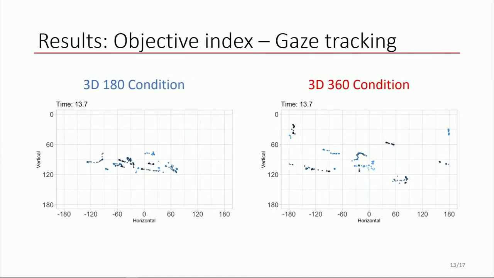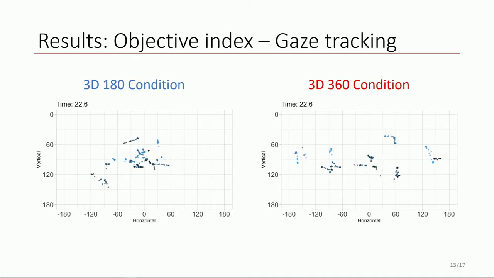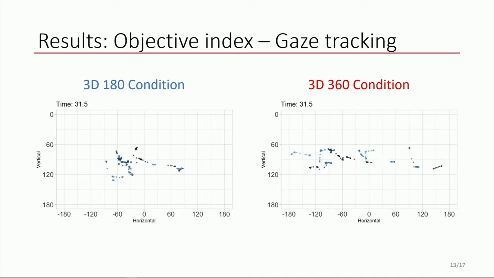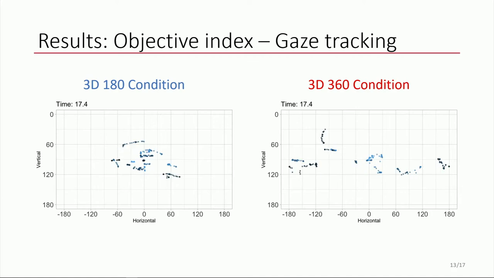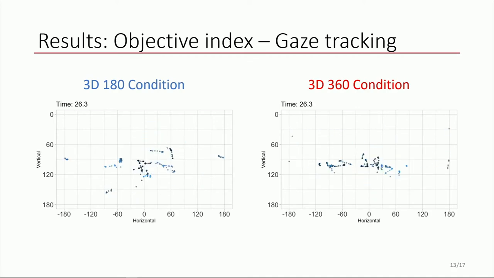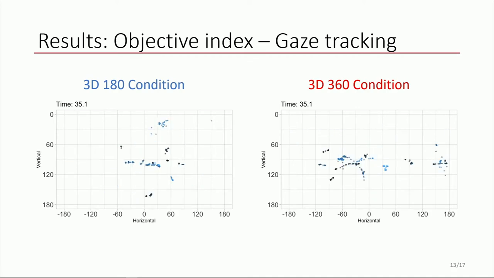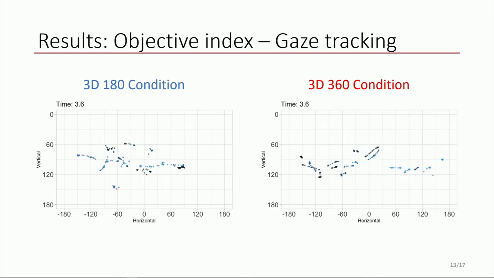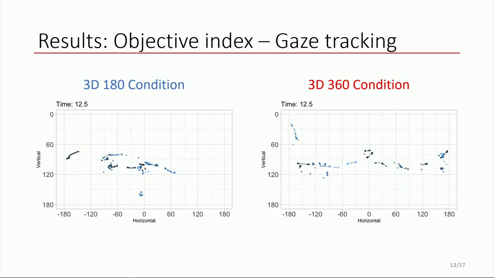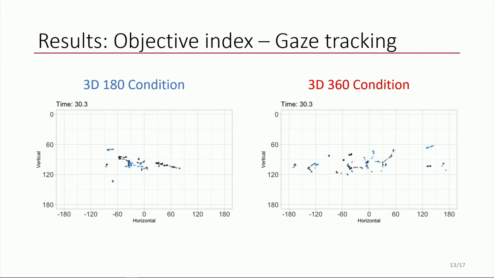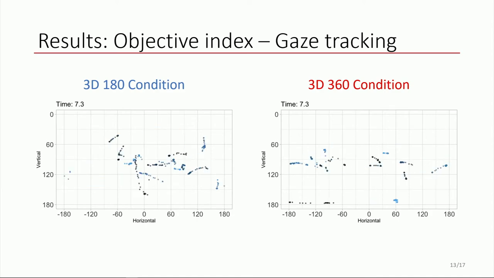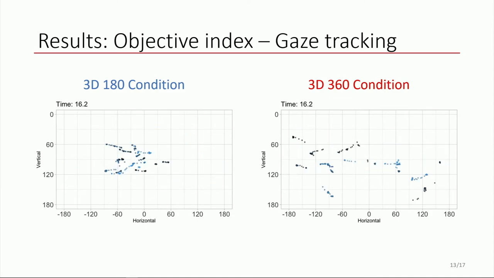These animations are the result of gaze movement. There are differences between the two conditions. Under the 180 condition, gaze are initially spread, but over time, gaze are restricted to the displayed area. On the other hand, under the 360 condition, the gaze was always dispersed.